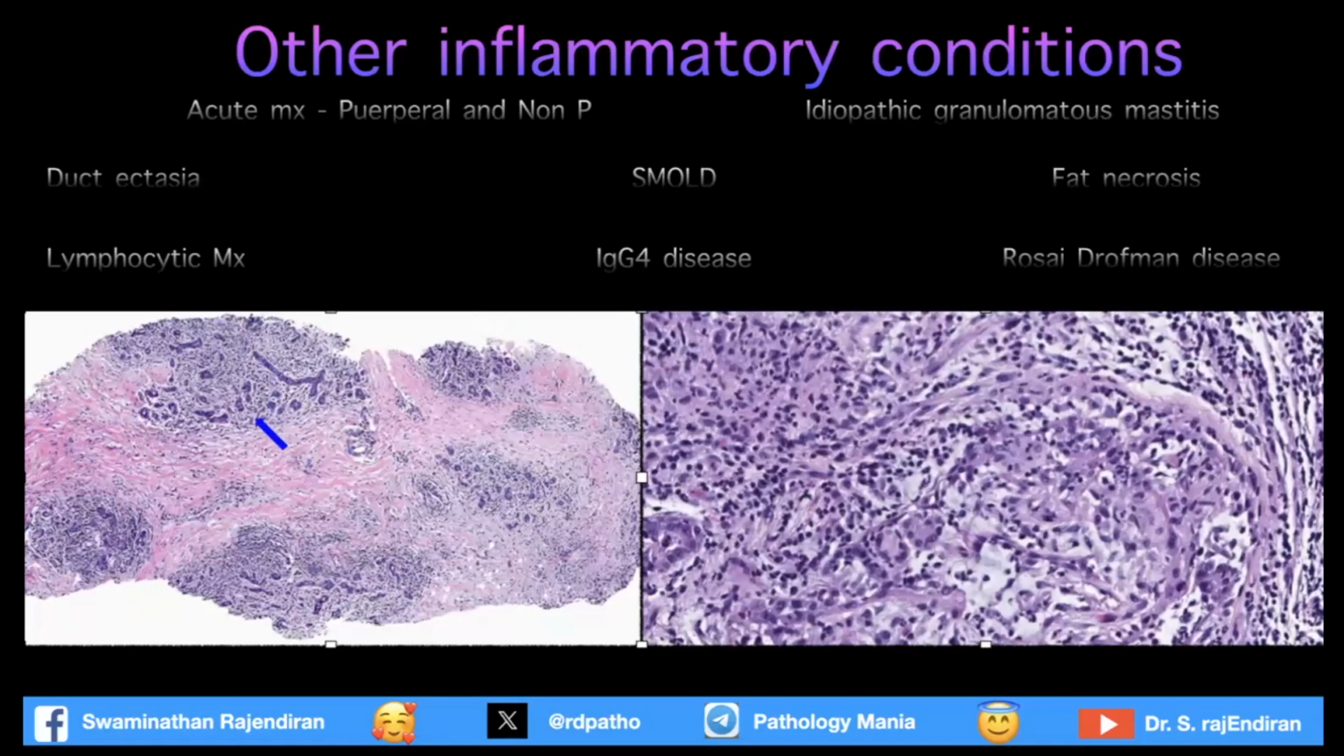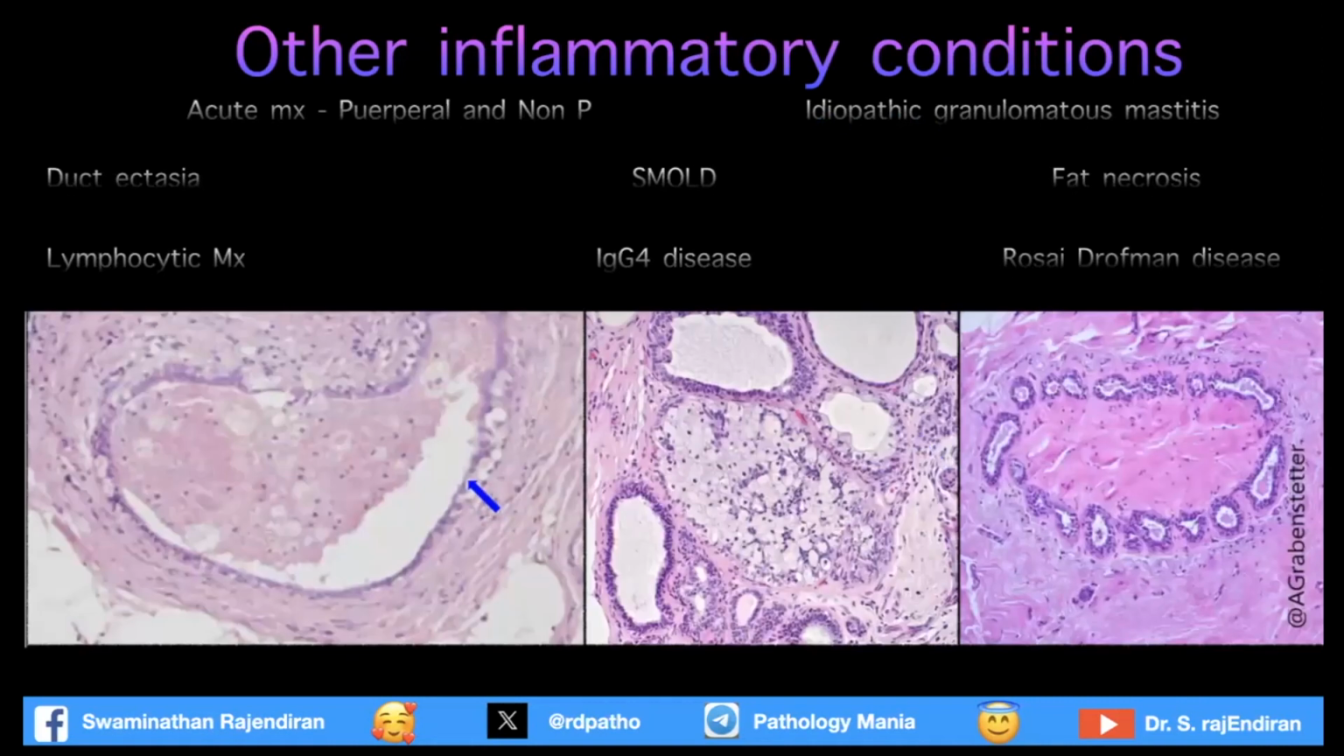So this is a lobulocentric inflammation, and the high power shows a lot of multinucleated giant cells and epithelioid histiocytes. For these you have to do AFB and PASD and find out if there is any foreign body, by polarizing the microscope or lowering the condenser, and you have to rule out the other causes before calling it idiopathic granulomatous mastitis.